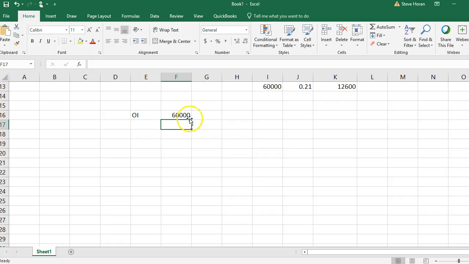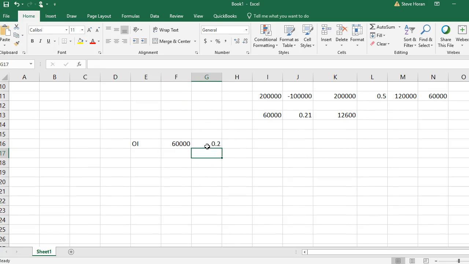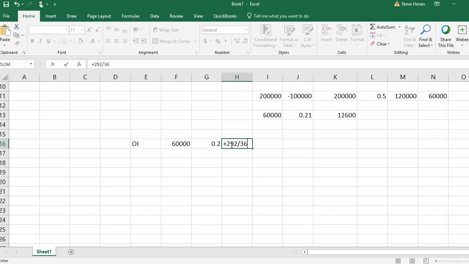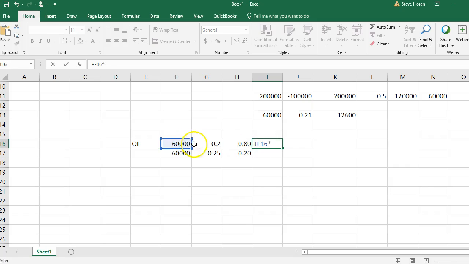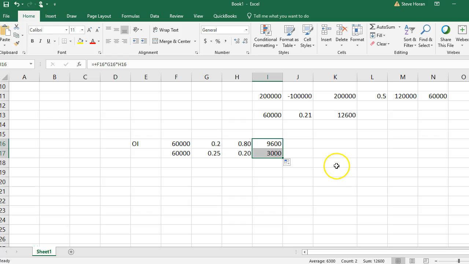And so we owned 20% of that, for 292 days out of 365. Then of that 60,000, we own 25% of that, 0.25, for 73 days divided by 365. We should probably do some, I guess it's 80-20, very good. And so let's multiply across: 60 times 0.2 times 80, and I get my first allocation. Then I can just drag and drop that down, and we get the second one.